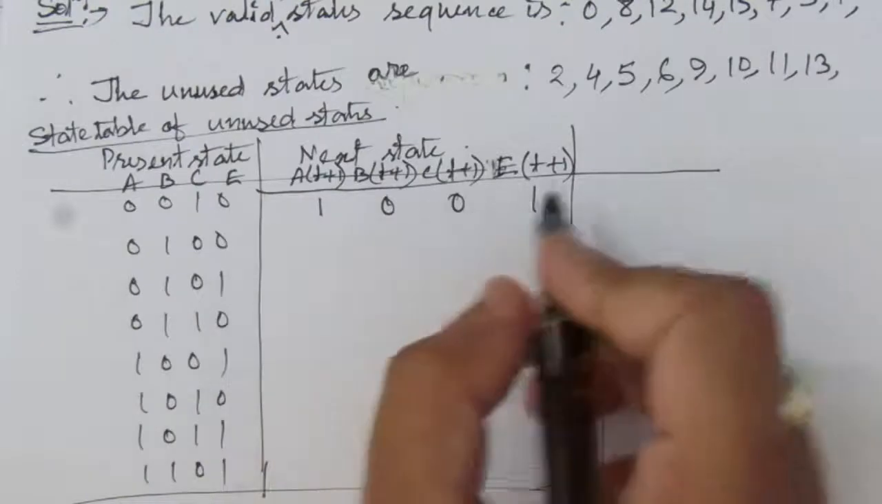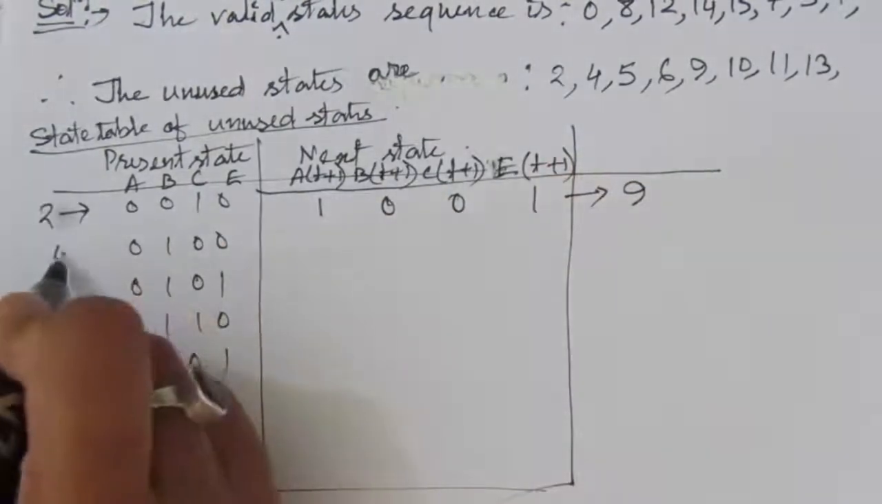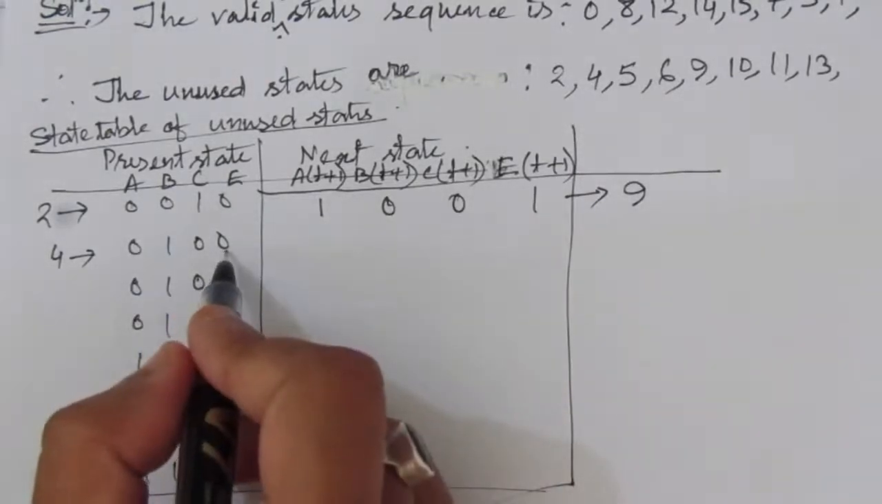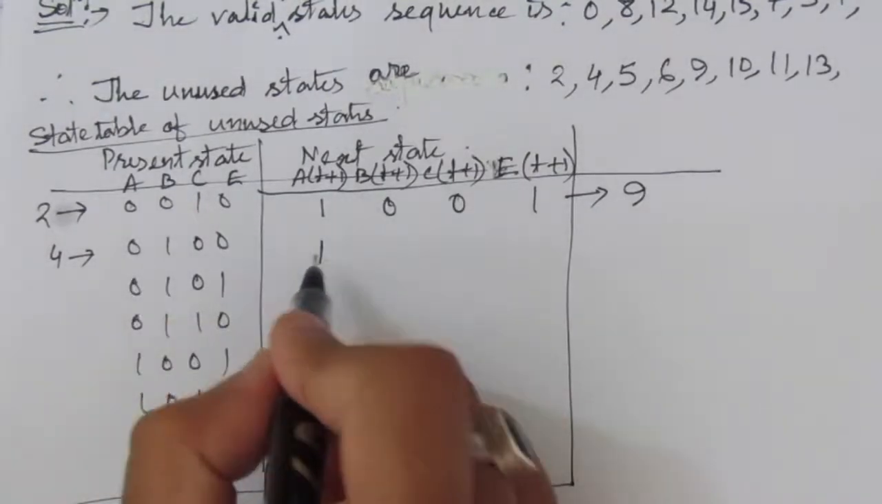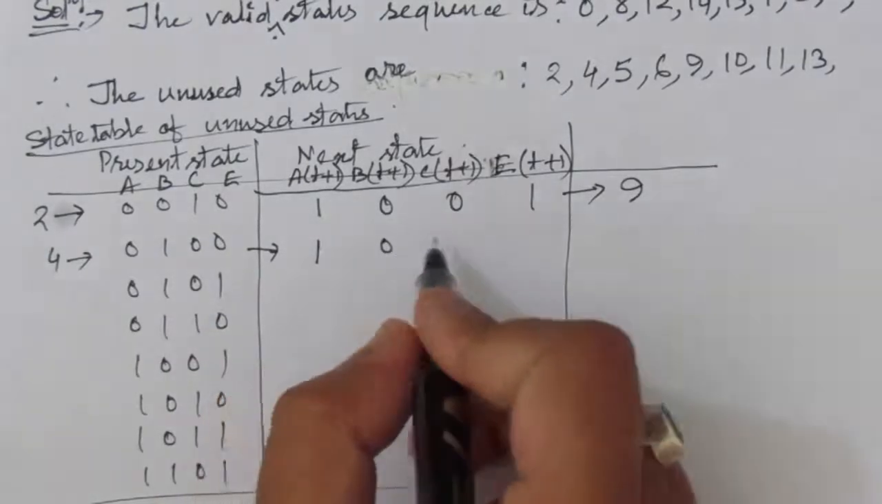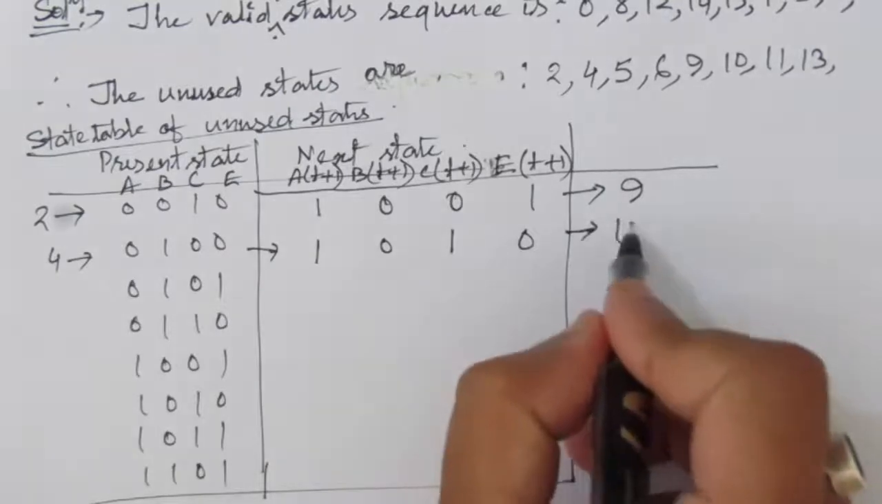That means we have got now 9. So next we have 4, an unused state. Whenever we have the unused state 4, this E is 0, that means E complement is 1. So this 1 will be fed back here, so here we'll have 1. And this 0 will come here, 0, then 1, 0. That means this is 10.